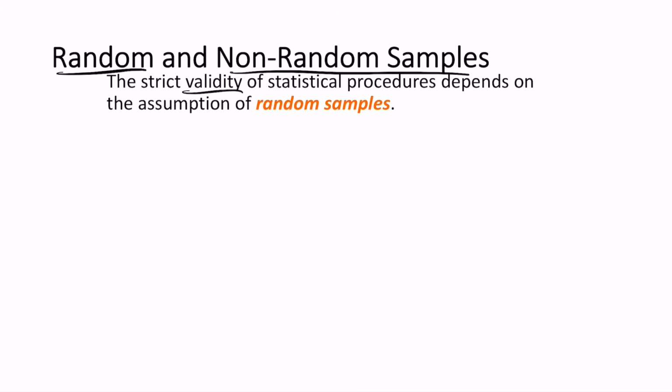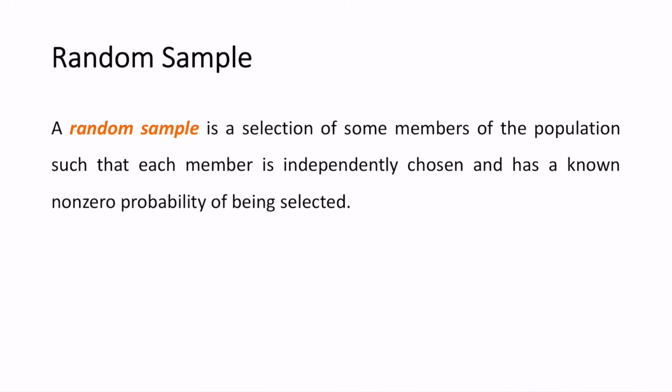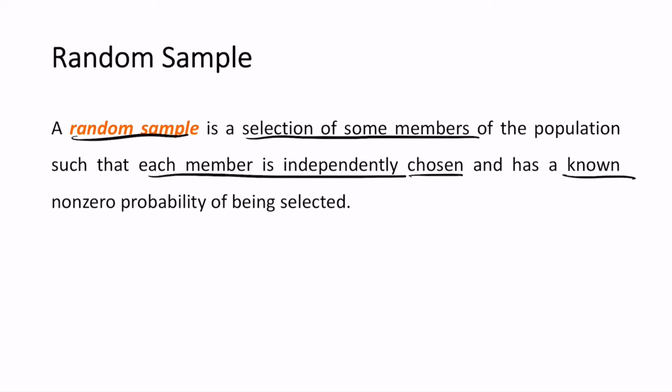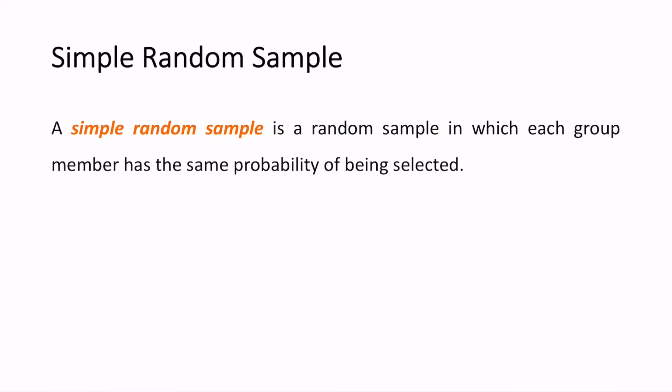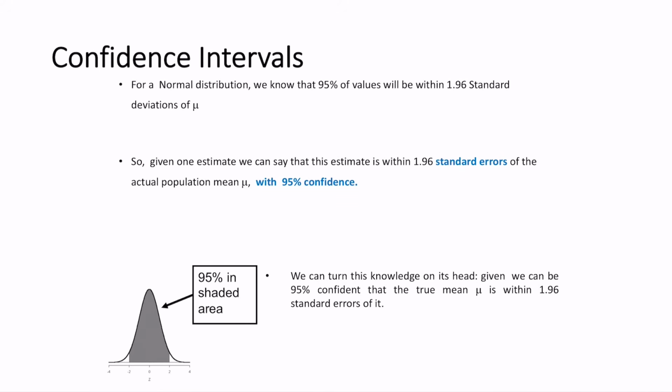Next, let's talk about random and non-random samples. The strict validity of statistical procedures mainly depends on the assumption of random samples. So what is a random sample? A random sample is a selection of some members of the population such that each member is independently chosen and has a known non-zero probability of being selected, meaning that every person has the same probability of being selected. That is a simple random sample.